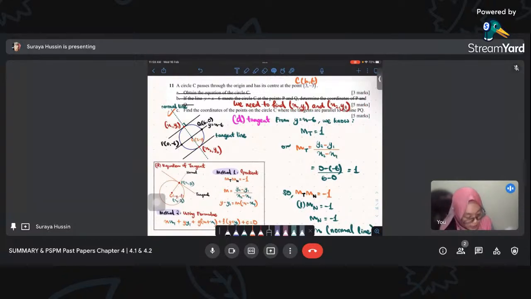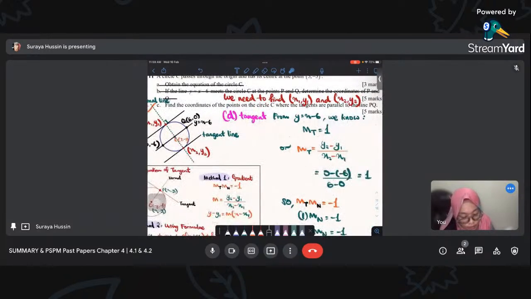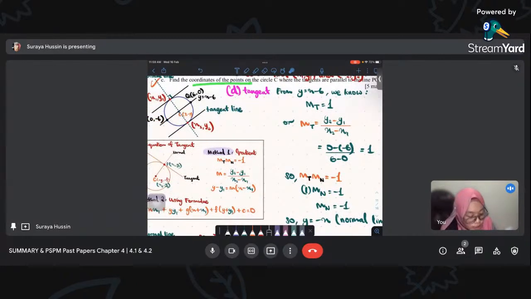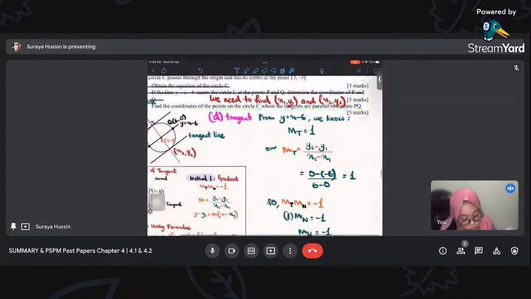Okay, soalan A dan soalan B kita dah berjaya jawab. Sekarang ni kita nak cari soalan C. Kita nak cuba jawab soalan C. Soalan C dekat sini, find the coordinates of the points of C where the tangent are parallel to the line PQ. Boleh nampak ke ya? I'm so sorry that I write so much here.